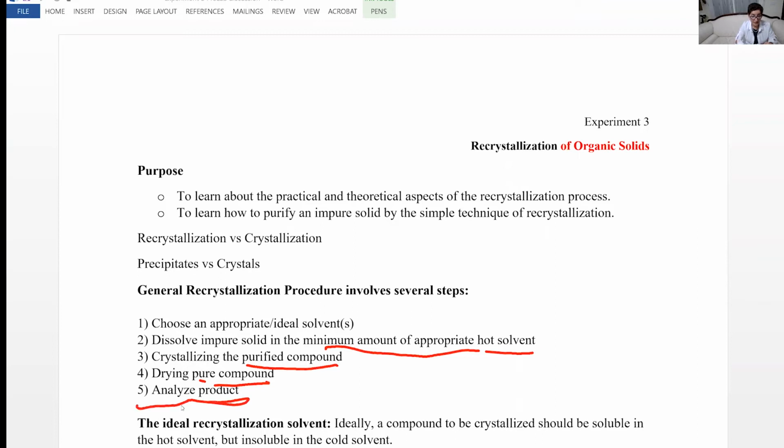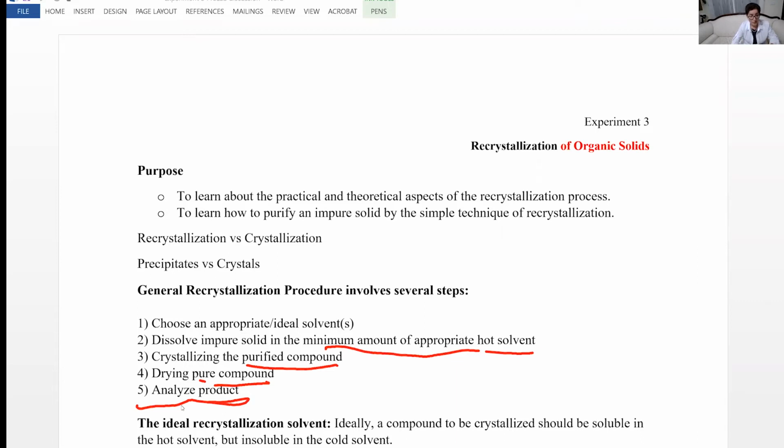What do we mean by analyzing the product? So we have a solid compound. We measure the mass of the product. We always calculate it, and we can calculate the percent recovery. Let's say if you start with 1 gram, how much you're getting. If the percent impurity was given to you, then you can argue and you can defend that your recrystallization technique or the solvent that you used was very efficient. You can decide on that.